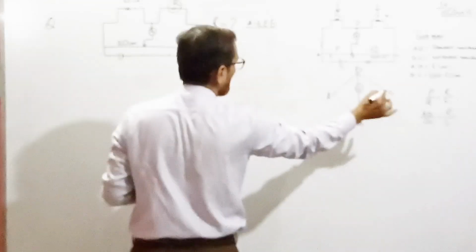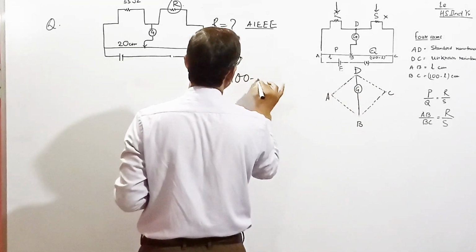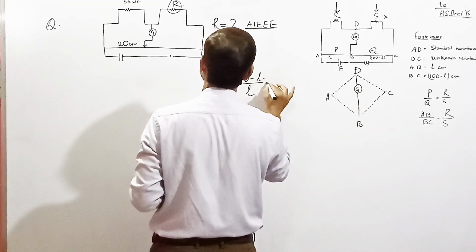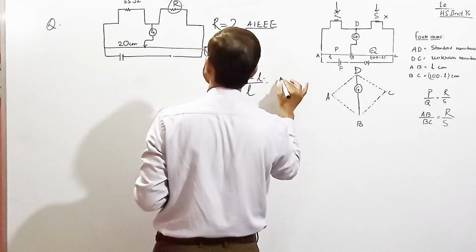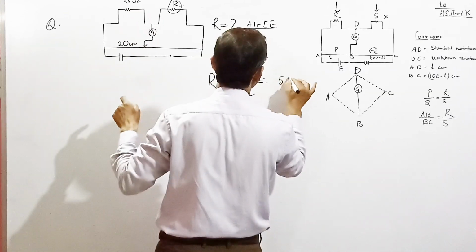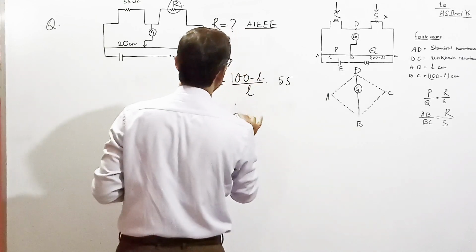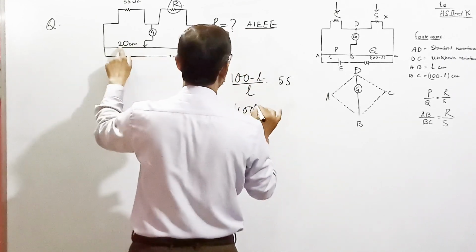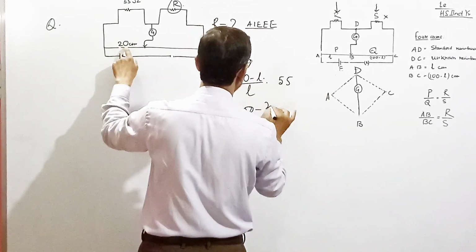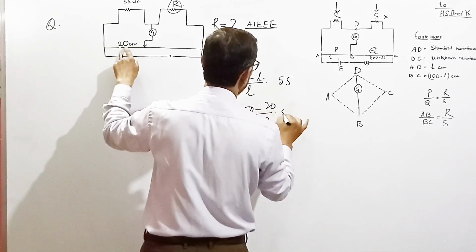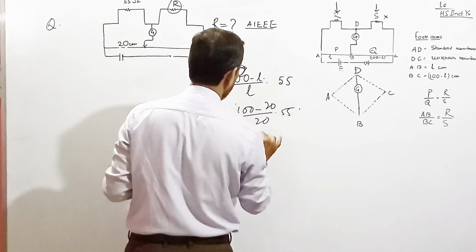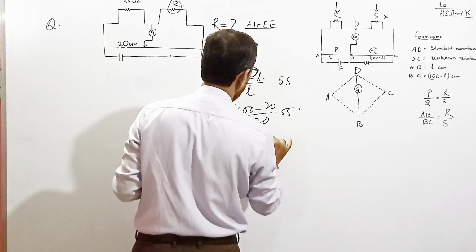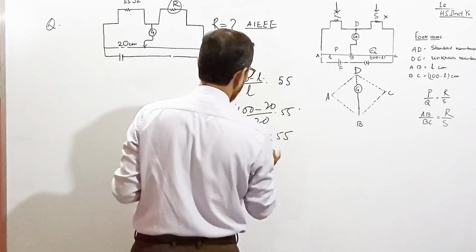So your answer is this. That unknown resistance, as I told you a bit earlier, is equal to 100 minus L divided by L into this resistance, 55 ohm. So this is 100 minus 20 divided by 20, times 55. This is equal to 80 by 20 times 55.